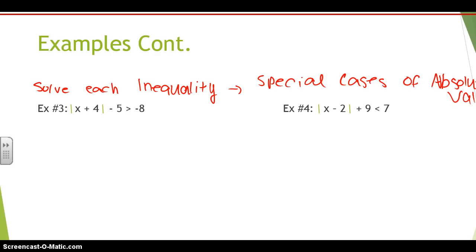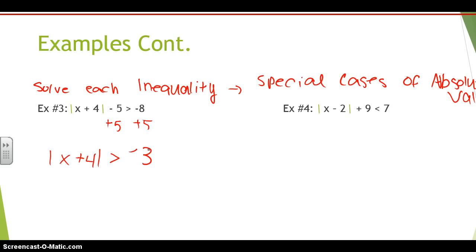So let me explain this. When we look at the first example, we have example number 3: the absolute value of x plus 4, minus 5, is greater than negative 8. We are still going to think of this as isolating the absolute value. So for this one, I want to add 5 to the left, 5 to the right. So I'll have the absolute value of x plus 4 is greater than negative 8 plus 5, which is going to give me negative 3.